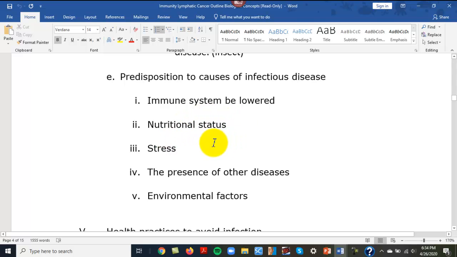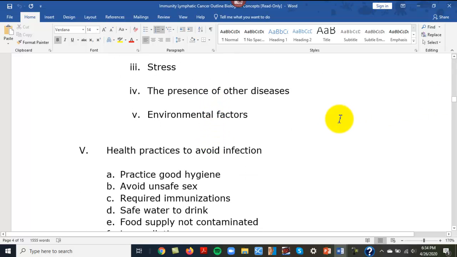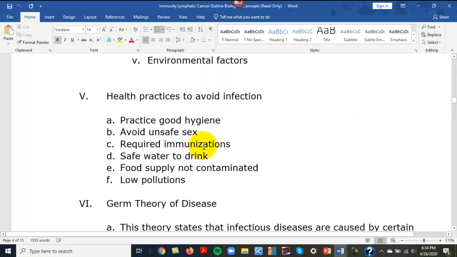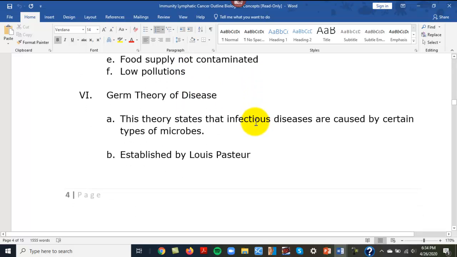Stress has a tendency to lower the immune system. Stress can cause lack of sleep, and lack of sleep actually results in less than average white blood cells. All kinds of factors. And then here are some health practices to avoid infection. I think those are pretty common sense. Safe food supply, not contaminated, safe water to drink. Okay, I'm going to cover this and we're going to end this video.